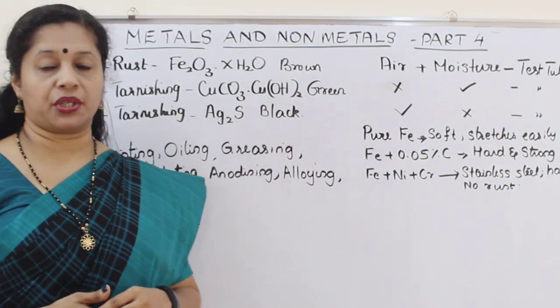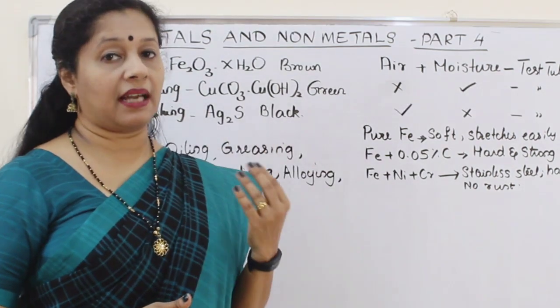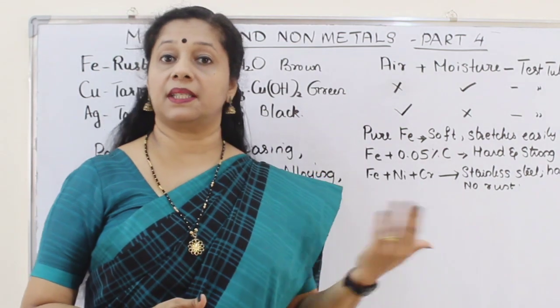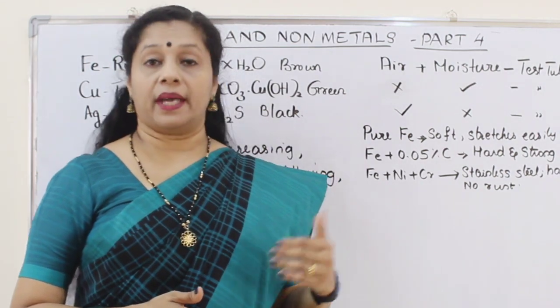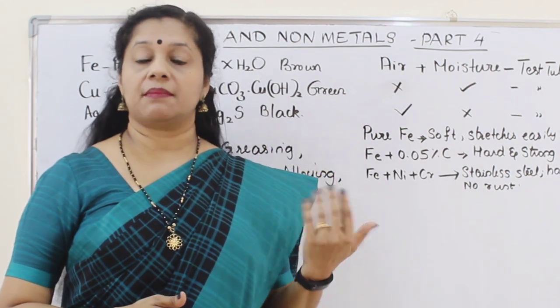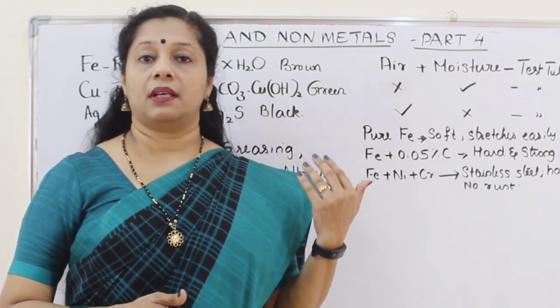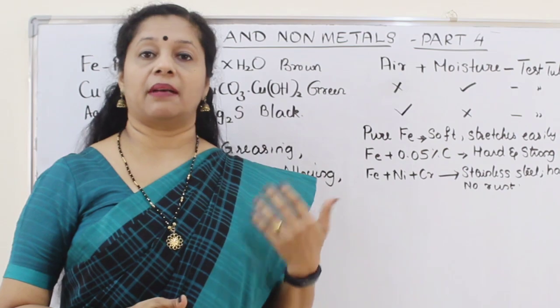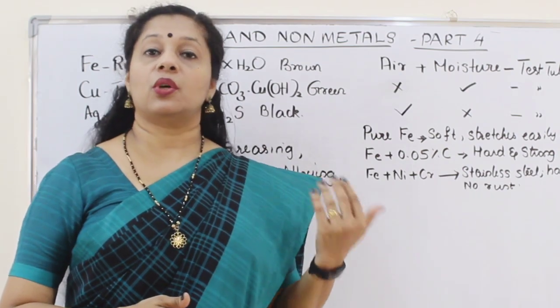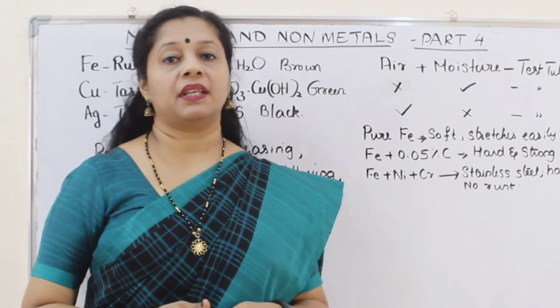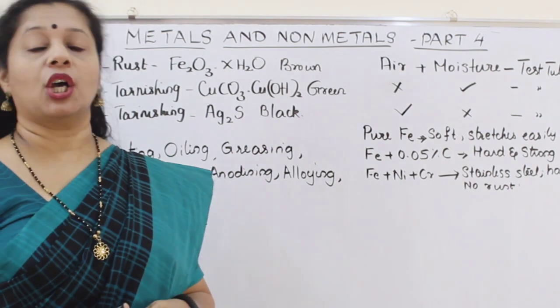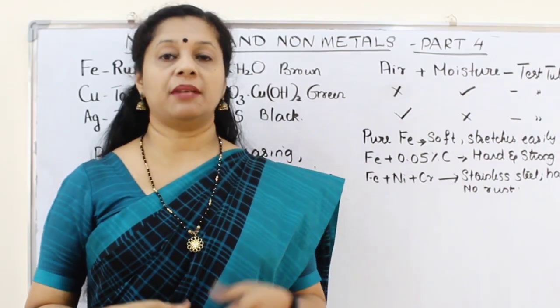This is about corrosion. You know that corrosion has one advantage, that it prevents further damage of the metal, whereas it has lots of other side effects also, because lots of damage happens to iron articles or copper over a period of time, and it also causes huge loss for the country. Now, what are the ways to prevent corrosion? We can prevent corrosion by different methods.